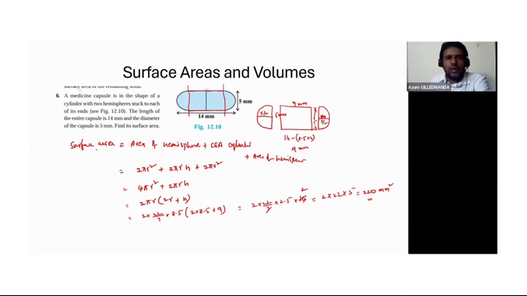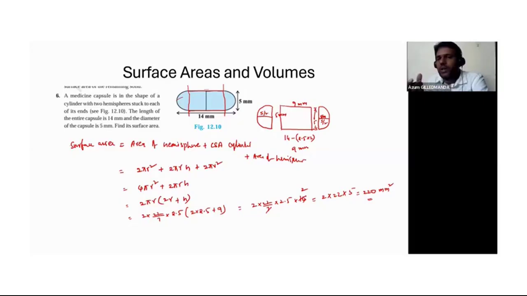All right. So here, the surface area of this medicine capsule is 220 mm square. Understood? See, when we initially look at the problem, we thought, oh my God, how to do this. If we can split that into three shapes, then we know this is a hemisphere, this is a cylinder, this is a hemisphere. It is just that we need to know the values. For a hemisphere, we need to know the radius to find the surface area. The diameter is 5 mm, that means the radius is 2.5. So we got it.